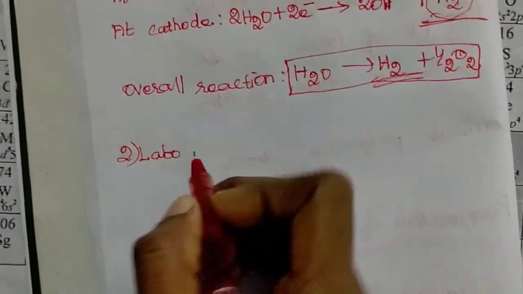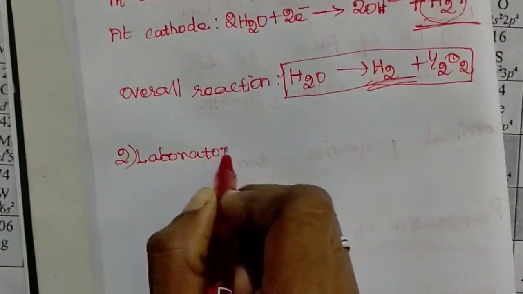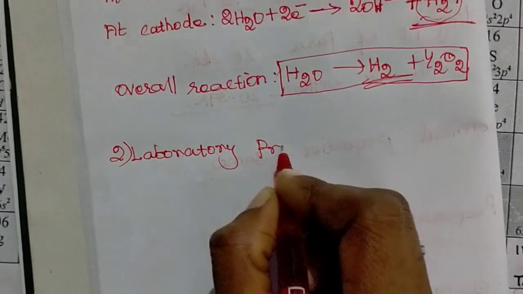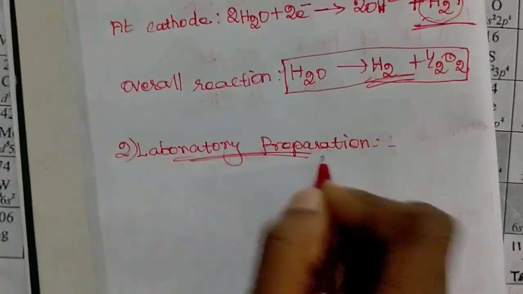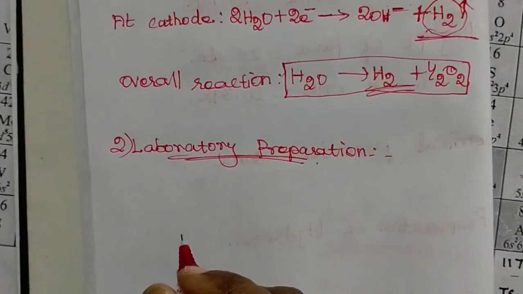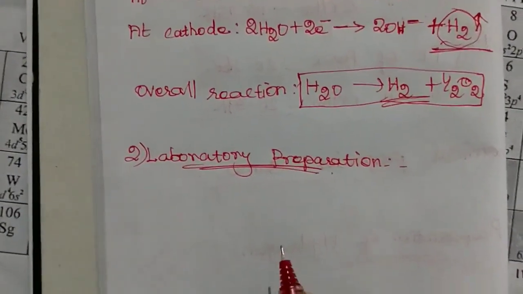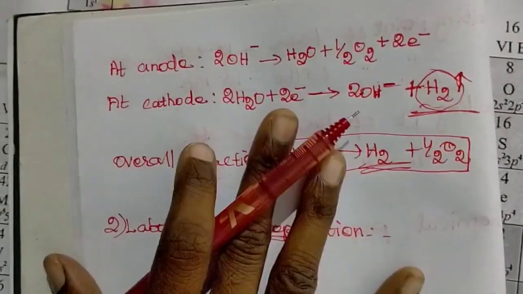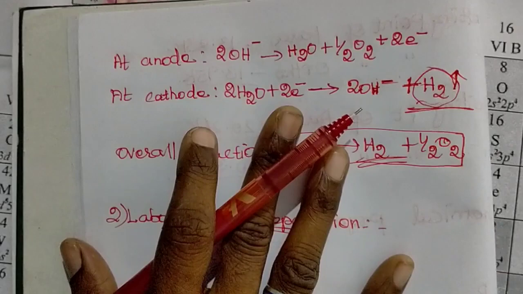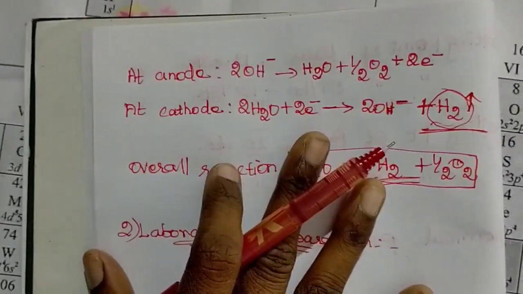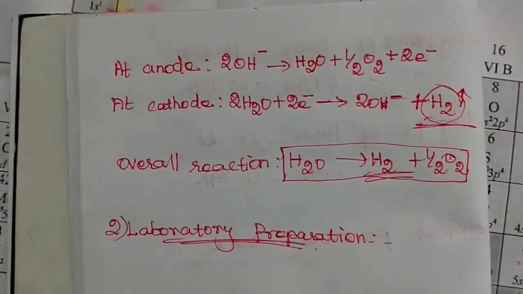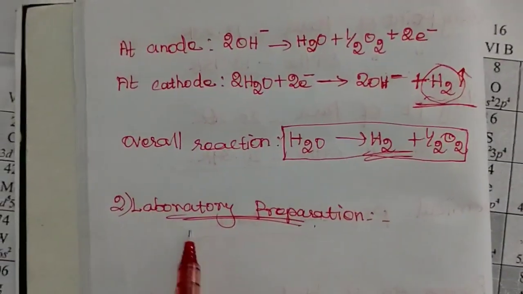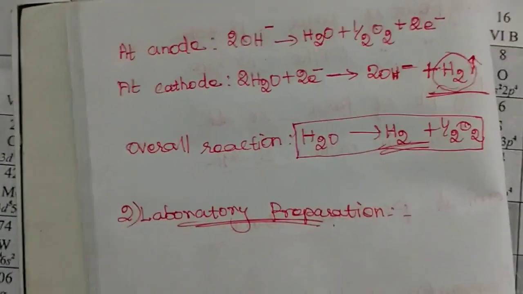In the laboratory preparation of hydrogen. In industrial or commercial use, we don't use this electrolysis of water process. Why? Because it is not affordable in price, so it is not successful economically. So the second type is laboratory preparation.